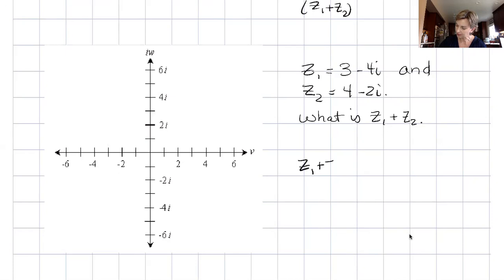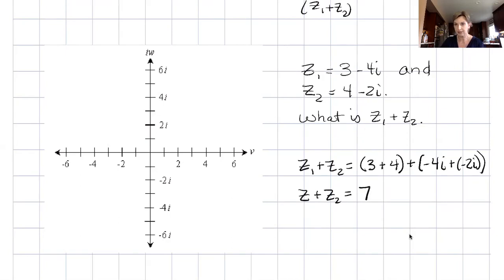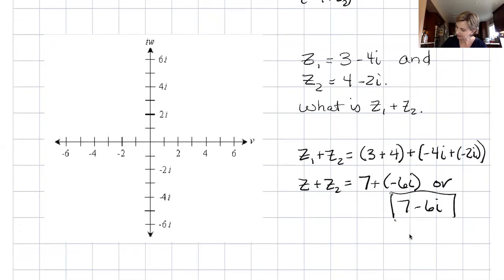Z1 plus Z2: you're going to add the real parts, and then you're going to add the imaginary parts. Let's simplify that a little bit. We get 3 plus 4, which is 7, and a 6i and a 2i, they're both negative, so that's negative 6i. We could write it as 7 plus a negative 6i, or as 7 minus 6i. Either one is fine. So that's our answer, 7 minus 6i.